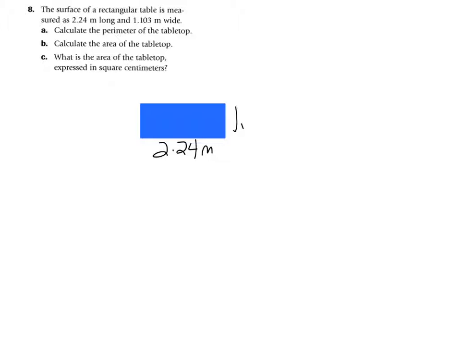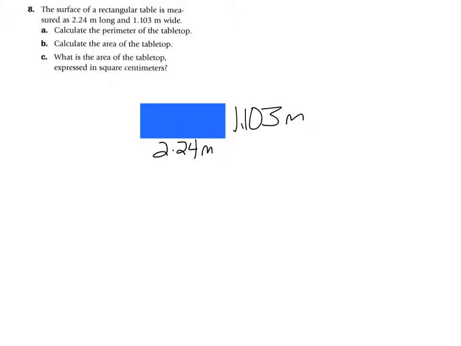The surface of a rectangle measures 2.24 meters long and 1.103 meters wide. It might be easier for us to actually draw something similar to that. And so we have a rectangle. Let's try to get it a little bit closer to scale. And it has sides of 2.24 meters and 1.103 meters.